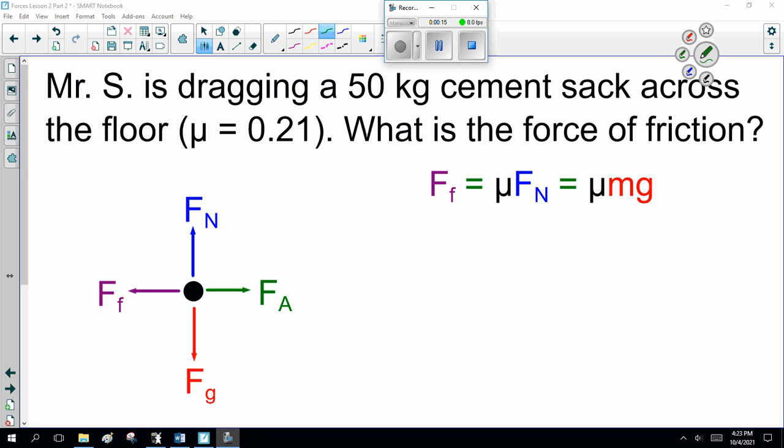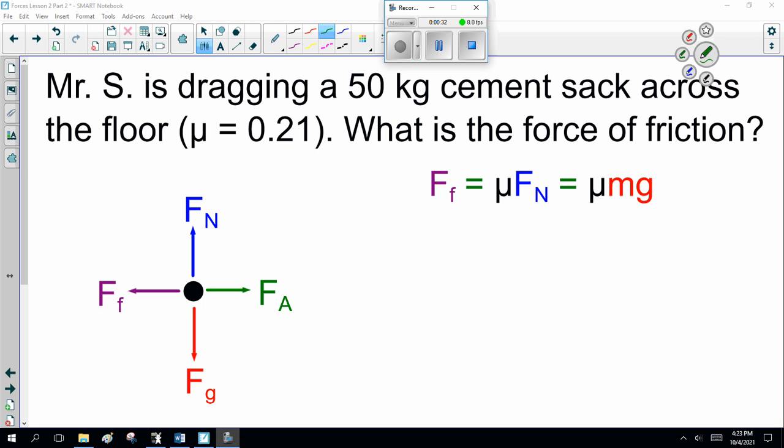Anyway, Mr. Sutton is dragging a 50-kilogram cement sack across the floor, mu equals 0.21. What's the force of friction? Because there's no way I'm picking that up. I'm dragging it. A 50-kilogram cement sack across the floor. What's the force of friction?